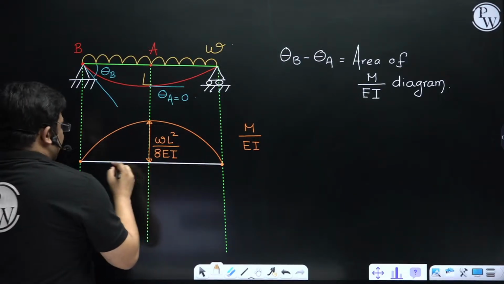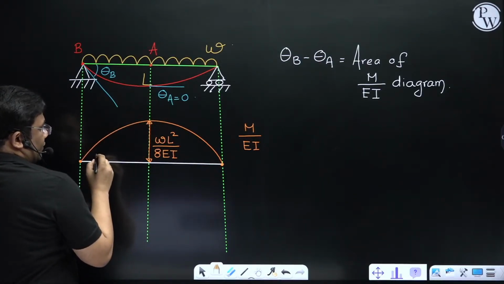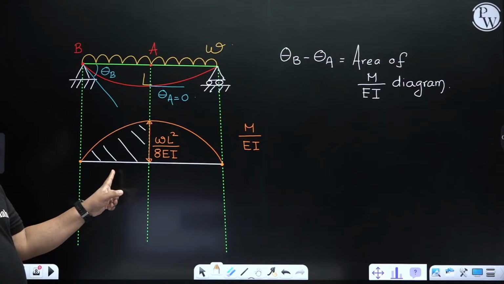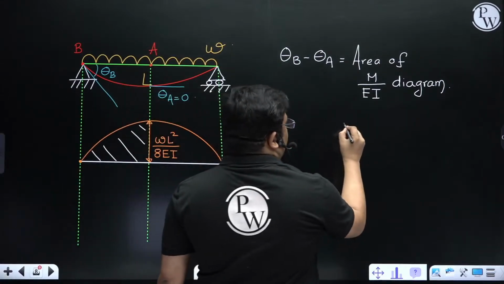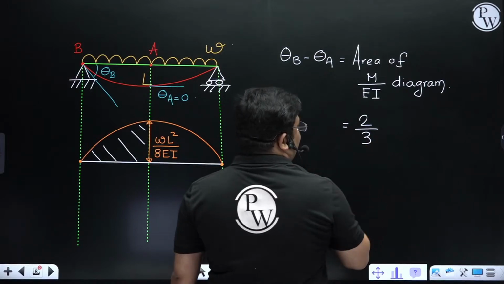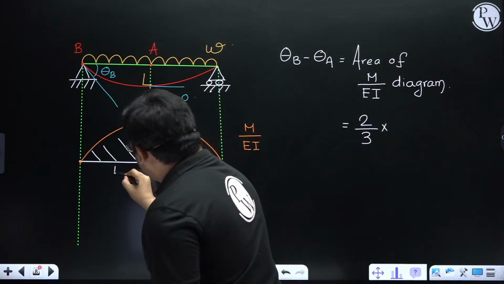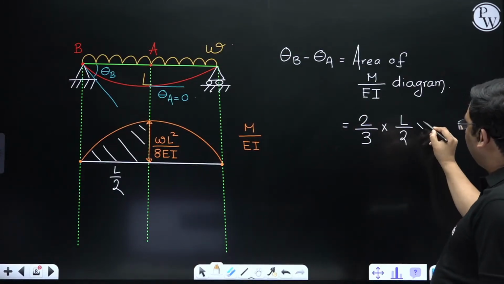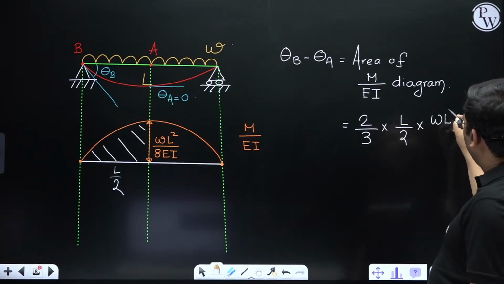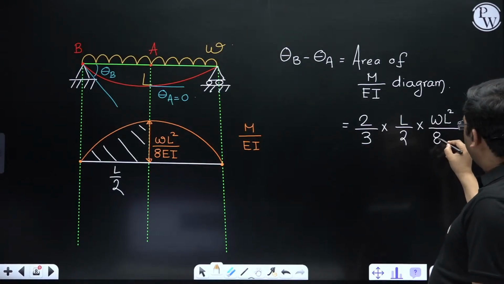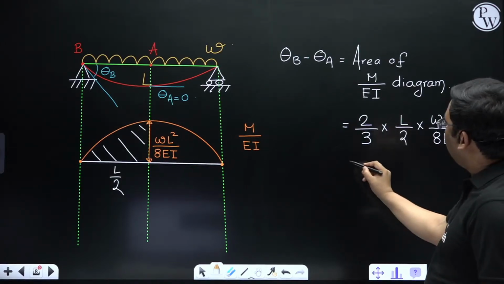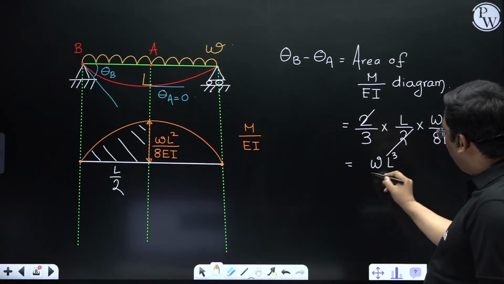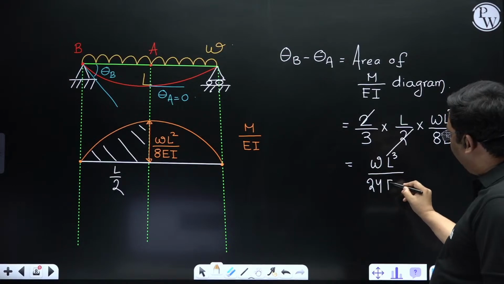Now the area of the M by EI diagram between A and B, so I can say only this area. It's a parabolic area. Parabolic area is 2 by 3 base, base is L by 2, into height. Height is WL square upon 8 EI. You see this 2 will get cancelled. I'll get WL cube by 24 EI.